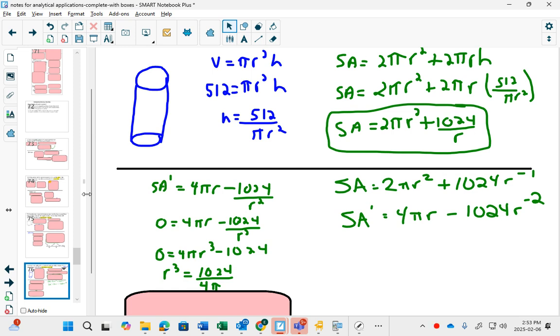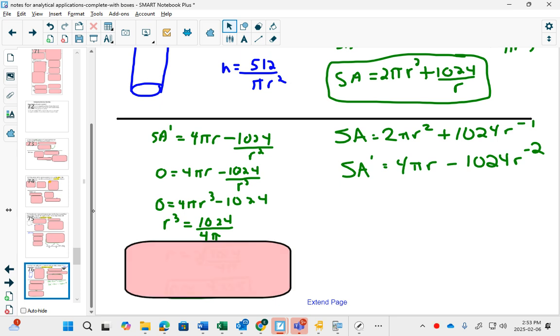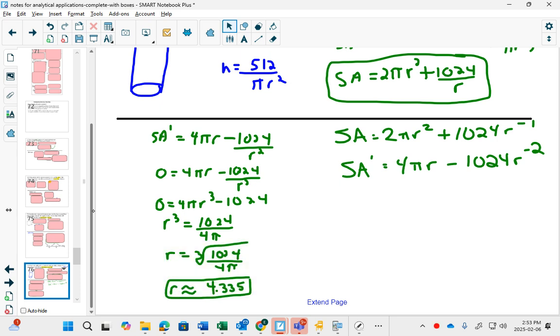And we get r cubed is 1,024 over 4 pi. Which is 4.335. Which makes the height almost, I think, perfectly double.